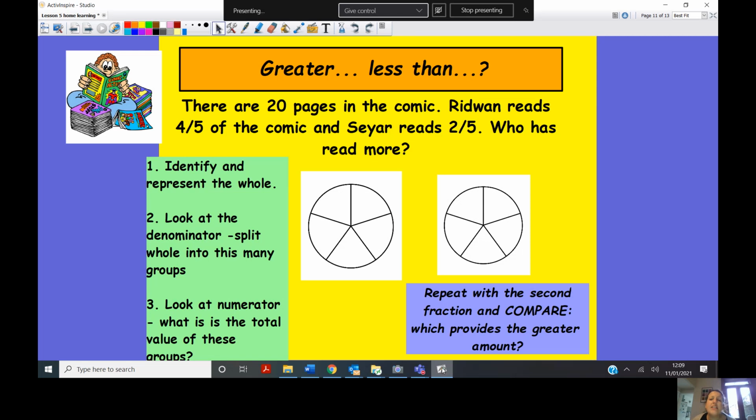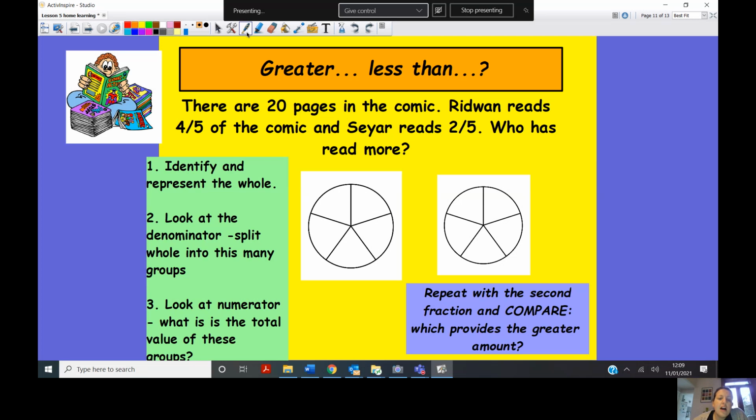There are 20 pages in the comic. Ridwan reads 4/5 of the comic and Sayar reads 2/5. Who has read more? Identify and represent the whole is our first step to success. Here you can see that I've represented my whole using a diagram, a picture, and I've split it into 5, because I know that my denominator here is 5. I'm splitting my shape into 5.